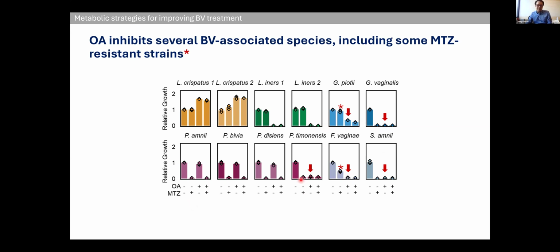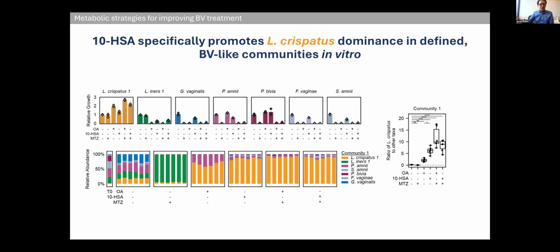And so we modeled this by creating mock mixed communities where different anaerobes were mixed with different lactobacilli, sort of replicating BV. If you treated with metronidazole, what you got was Lactobacillus iners dominance, which mimics what has been observed within people. But if you treated with oleic acid or even its oxidized metabolite, 10-HSA, you could actually promote Lactobacillus crispatus dominant communities. And if you did that in combination with oleic acid or 10-HSA and metronidazole, you could do an even better job of promoting Lactobacillus crispatus dominance.